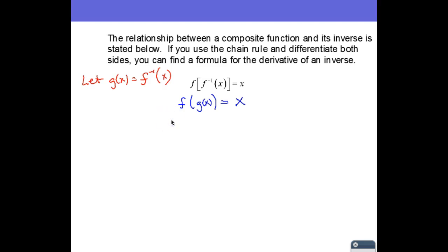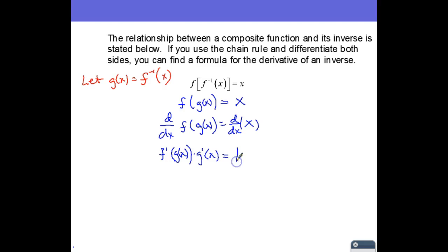So d/dx of f of g of x is equal to d/dx of x. So on the left-hand side, we're going to apply the chain rule. And so we get f prime of g of x, the derivative of the outside function, times g prime of x, the derivative of the inside function. And that's going to be equal to the derivative of x with respect to x, which is just 1.